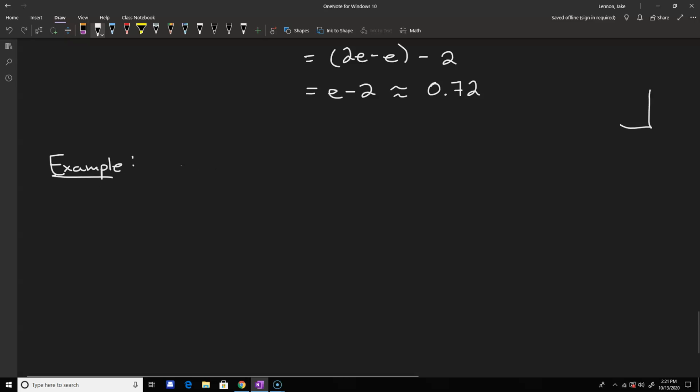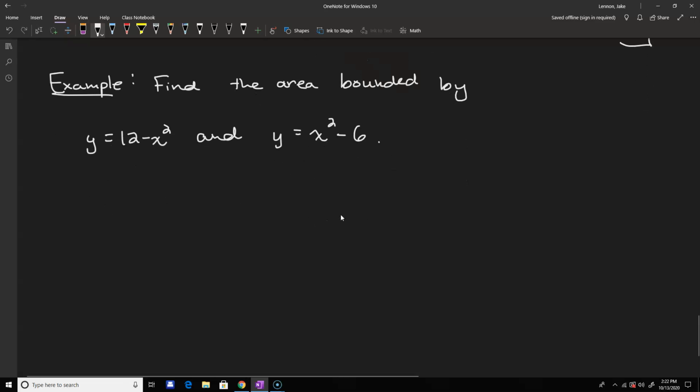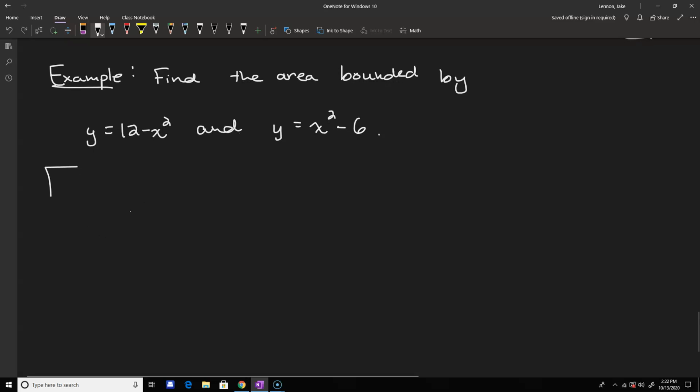Let's find the area bounded by y equals 12 minus x squared and y equals x squared minus 6. So no different than usual. Finding the limits might be a little more challenging here, but not really too much. Just requires some factoring. Again, what's going on here?